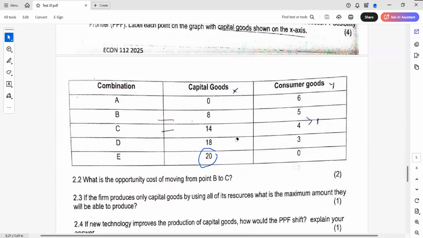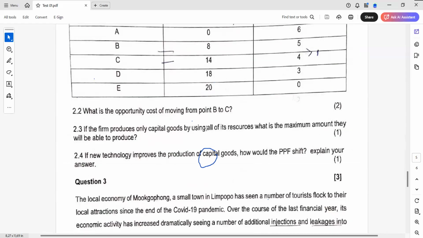So did we answer the question? If a firm produces only capital goods by using all its resources, what is the maximum amount they will produce? Yeah, 20. In combination E. And then if new technology improves, let me just remove this.